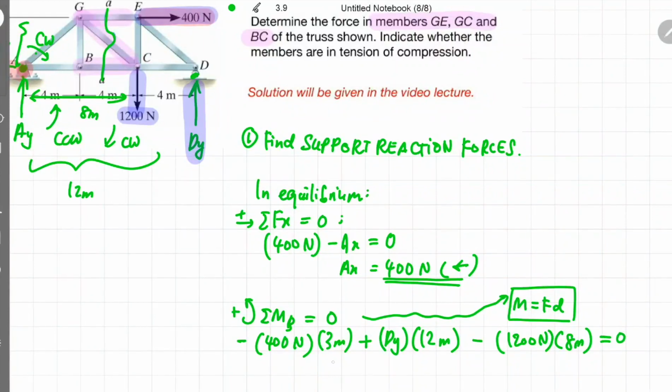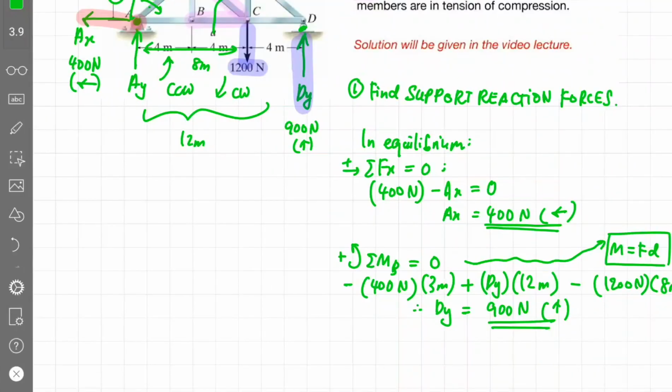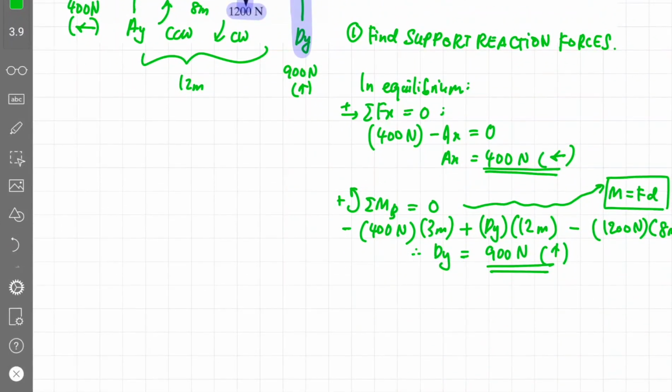As there is only one unknown in the equation, you can easily calculate DY to be 900 Newton. And if it is positive, it means that the assumed direction is correct, which is the upward direction. Okay, now finally, we can proceed with our analysis by considering the equilibrium condition in the y direction.